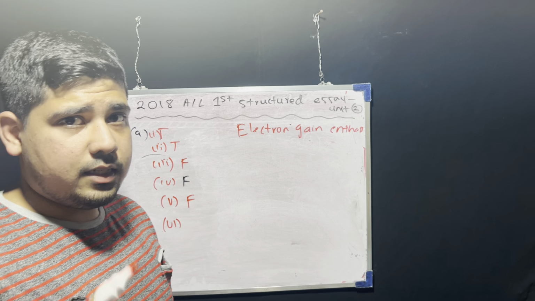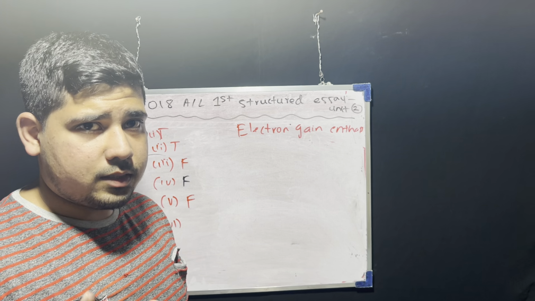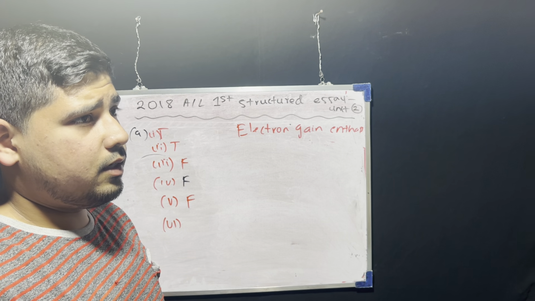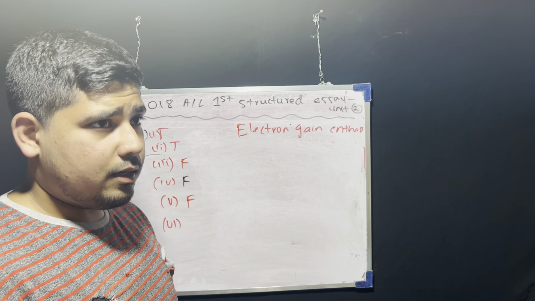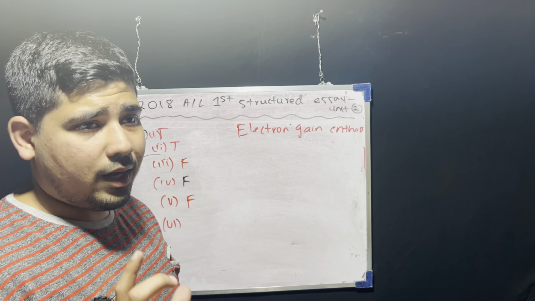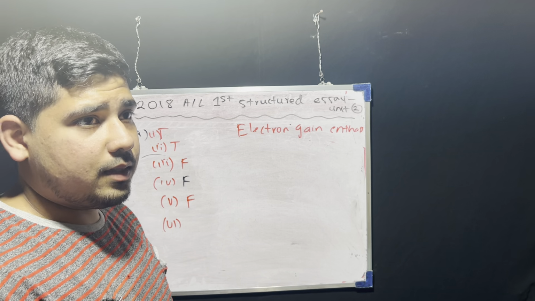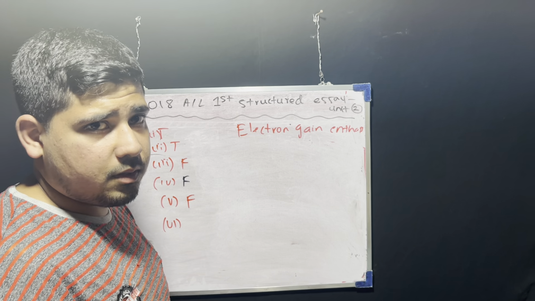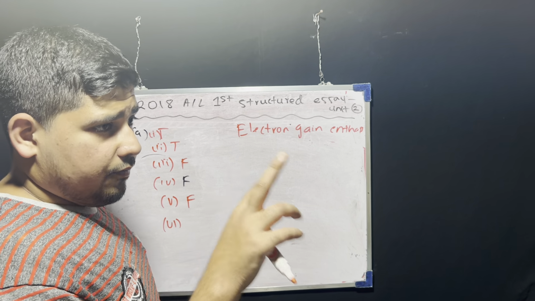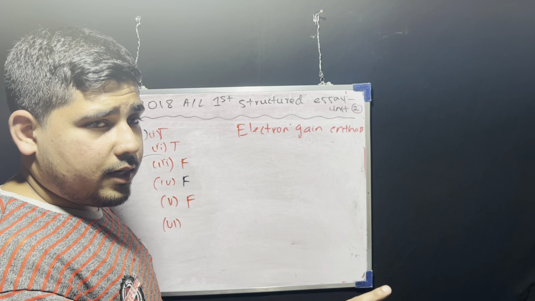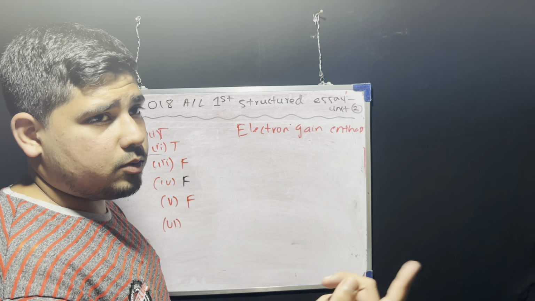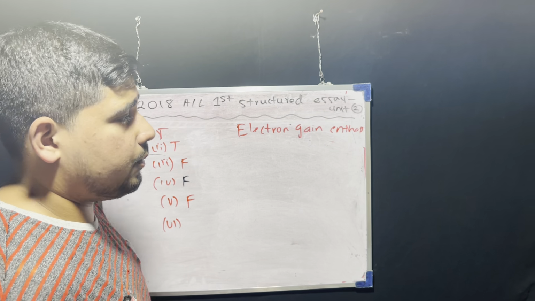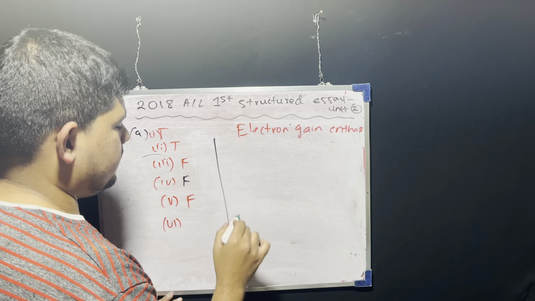The energy released when an electron is added is the exothermic reaction, and the energy that we should supply to add an electron to an atom, that is an endothermic process. If we supply energy, that is an endothermic process. If by the addition of an electron the atom releases energy, that is an exothermic process. Now there is a graph to remember. This is the graph.